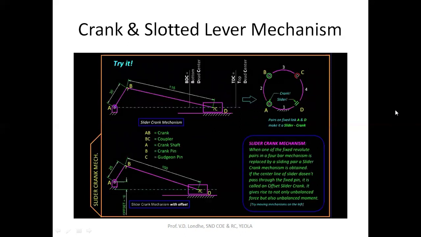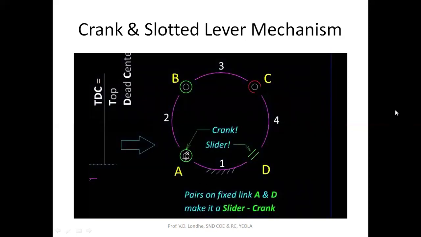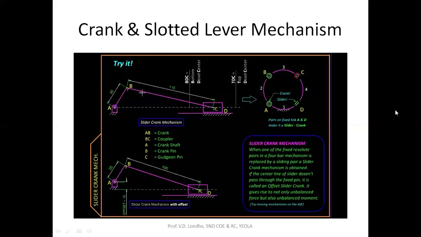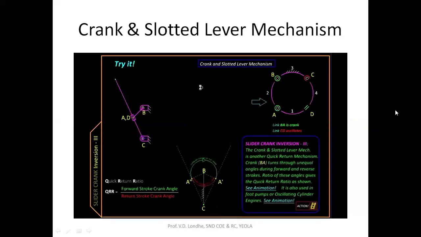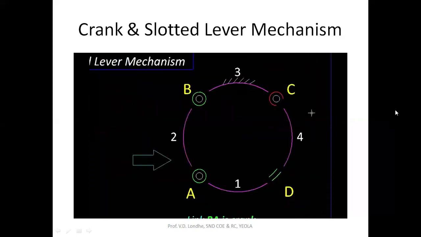If we start with a basic slider crank, which can be schematically represented like this. So it has a crank over here, and on the other side it has a slider. And if we fix link number 3, which is this coupler over here, then we get the third inversion of slider crank like this. So here is its schematic representation.